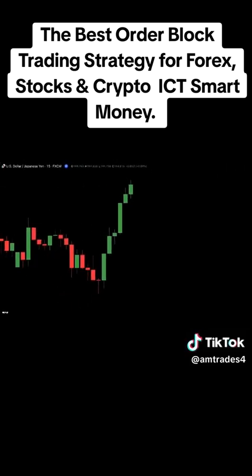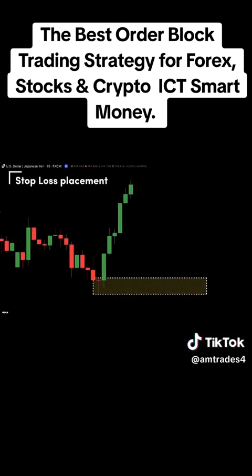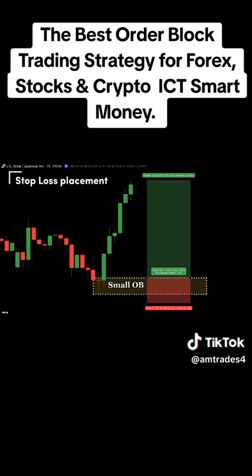Now, not all order blocks are the same size. If the order block is small, you'll want to use a slightly wider stop loss beneath it. Why? Because even though order blocks are strong zones, price doesn't always react with pinpoint precision. Giving the trade some breathing room avoids unnecessary stop outs.